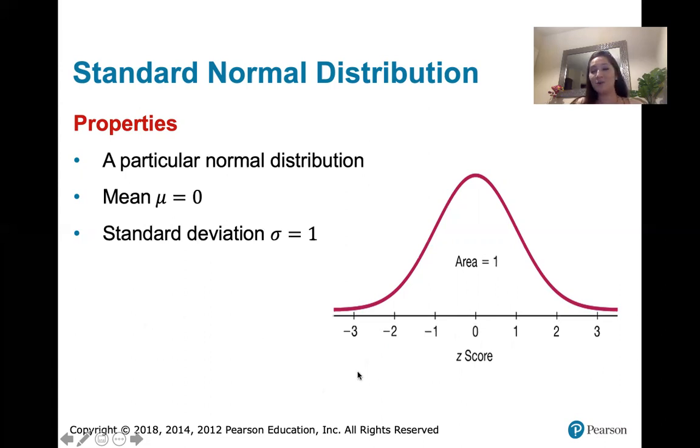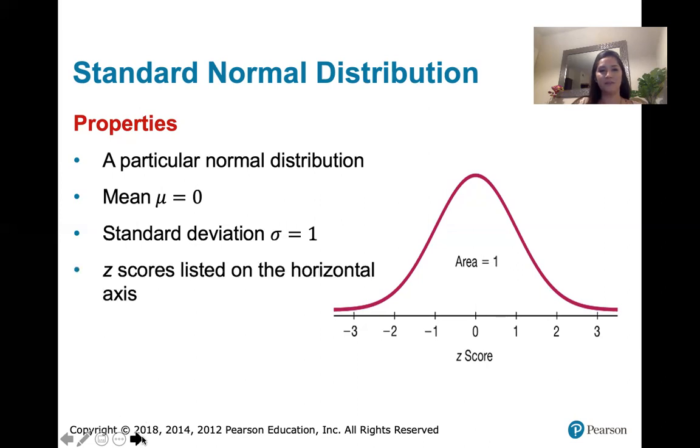But we've got our z-scores down here. But again, the z-score is just the number of standard deviations above the mean if that z is positive, or below the mean if z is negative. So with the standard normal distribution, the mean is 0 and the standard deviation is 1. So we've got our z-scores on that horizontal axis, and the total area under the curve is equal to 1. Now, areas under the curve for different ranges of z-scores are going to correspond to probabilities.